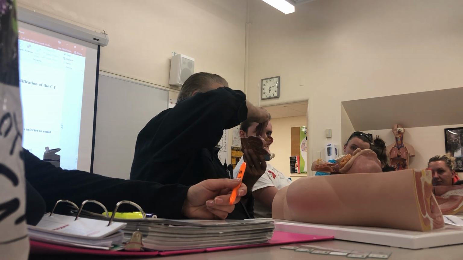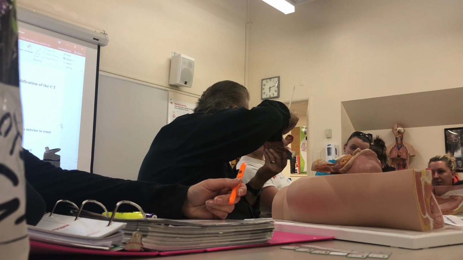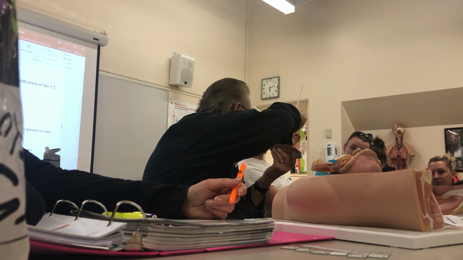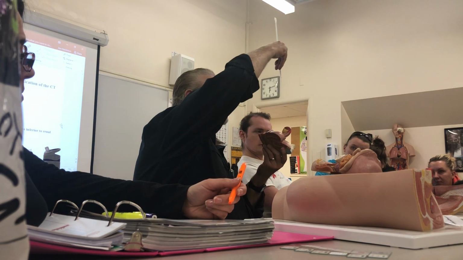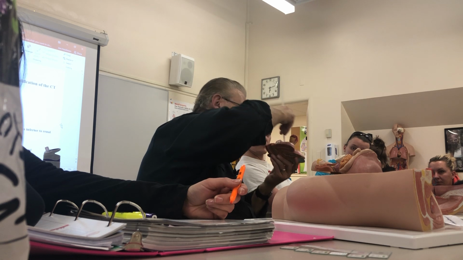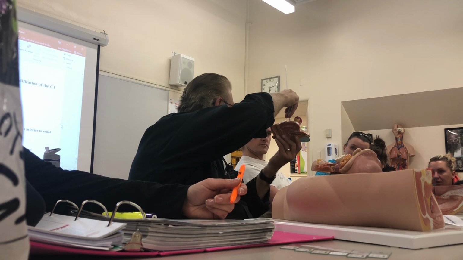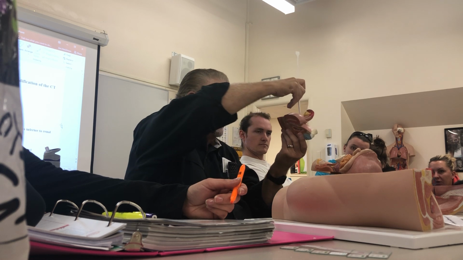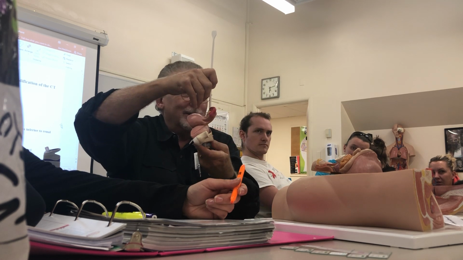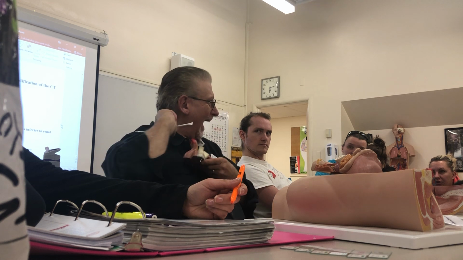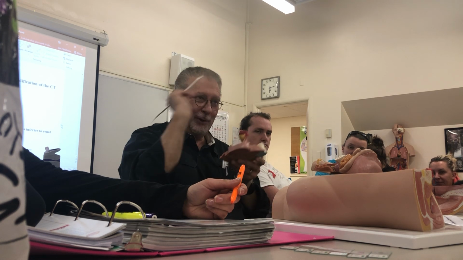This structure here is not the vas deferens. There's no vas deferens in female. So what other structure could it be? It's coming from up here, and it's going into the bladder. So what could it possibly be? You guys? Hey, ureter. Very good, very good.